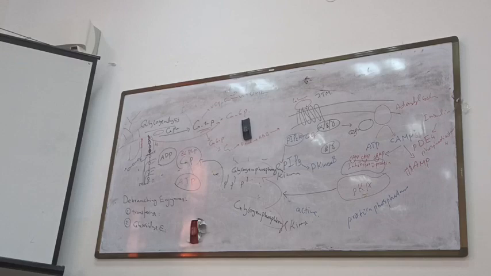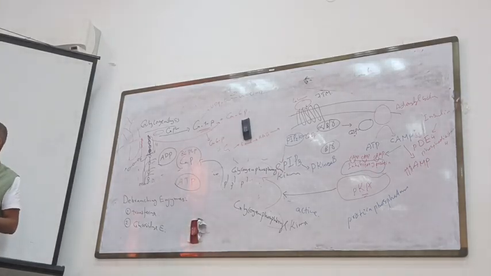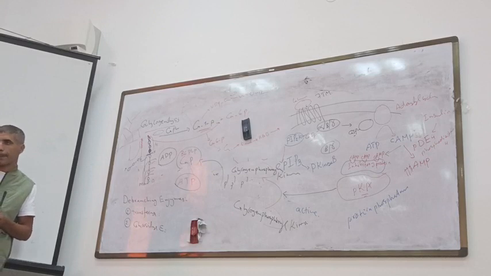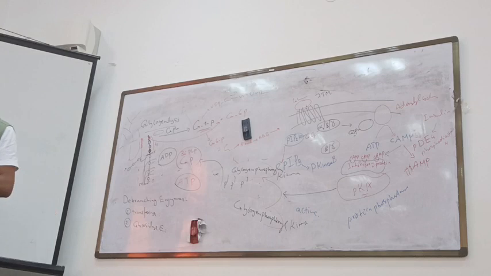glycolysis. But when you are in a state of relaxation, ATP is enough, no physical activity, so anabolism is more than catabolism. Okay? So glycogen phosphorylase is a catabolic enzyme, catabolizing glycogen to glucose 1-phosphate. Okay? Krebs cycle.